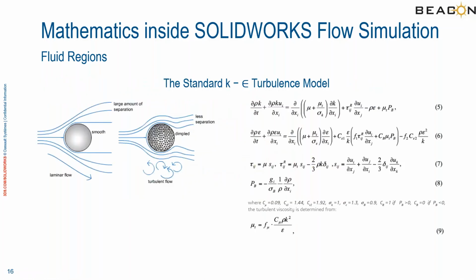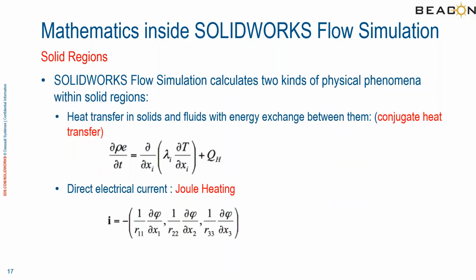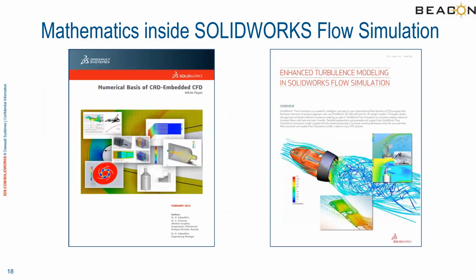And not only that, it can solve not just laminar problems, but also turbulent flow problems as well. With the standard k-epsilon model, it can solve the turbulence problem. You can directly enter the values of the turbulence parameters right into the user interface of it. And it can also solve conjugate heat transfer problems using a variety of equations, and joule heating problems as well. For the mathematics inside, we do have white papers for you, and if you're interested, we can explore more on this horizon.